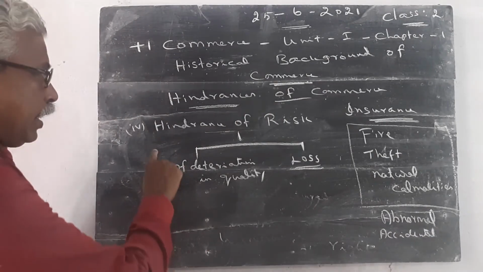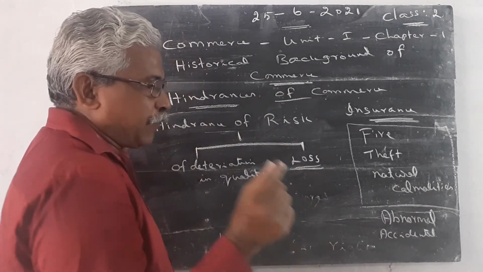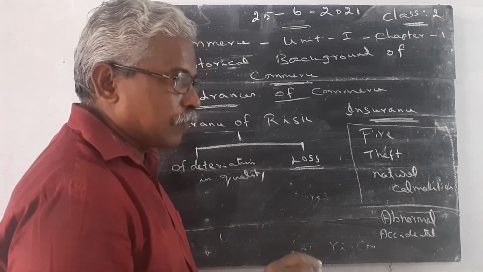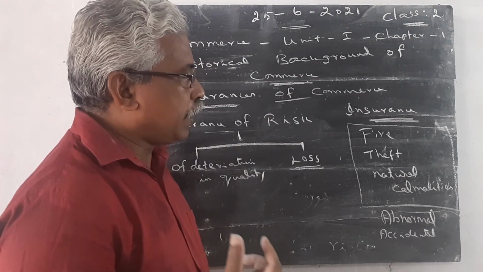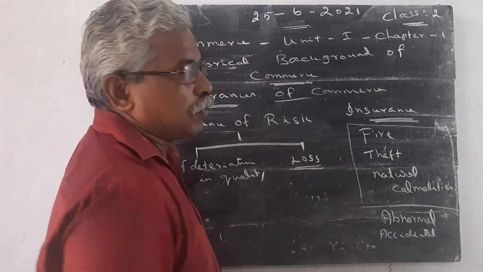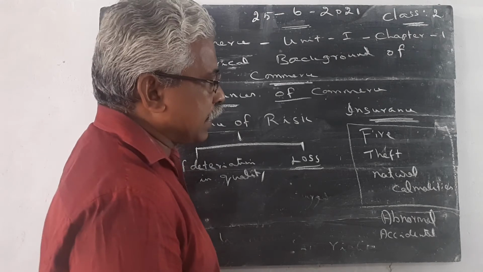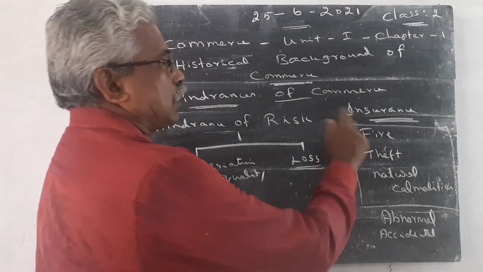So once again, I explain hindrance of risk of loss. When the manufacturer manufactures a product, or during the time of transportation, or when the goods are stored in the warehouse, the goods may be destroyed due to fire, theft, or any natural calamities. This loss is called abnormal loss or accidental loss. These accidental losses are covered by insurance companies.